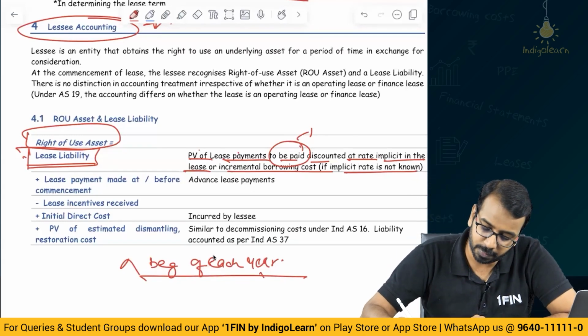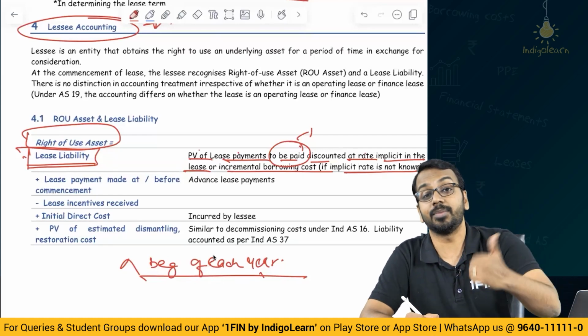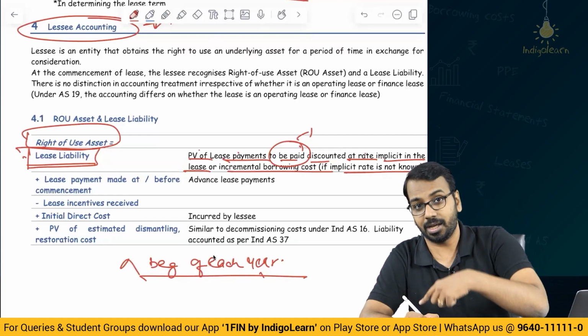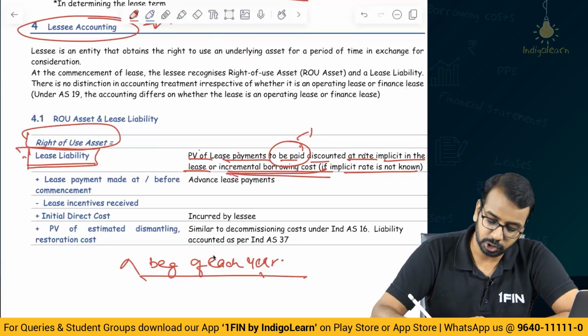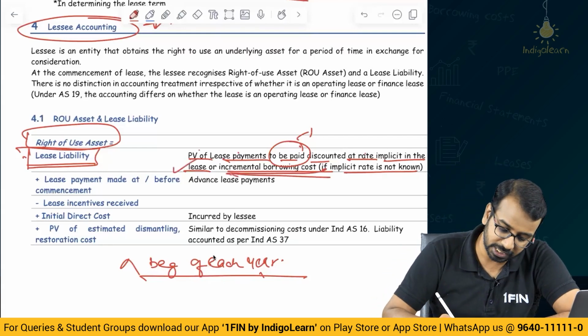Okay, present value of these payments at which rate? Either rate implicit in the lease from the standpoint of view of lessor. If that rate is not known, then the incremental borrowing cost. If both are given, you will take the implicit rate in the lease. So this is lease liability.